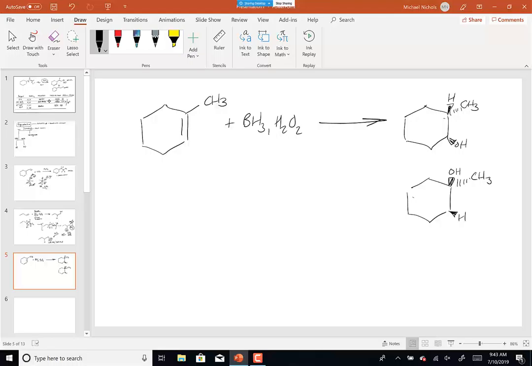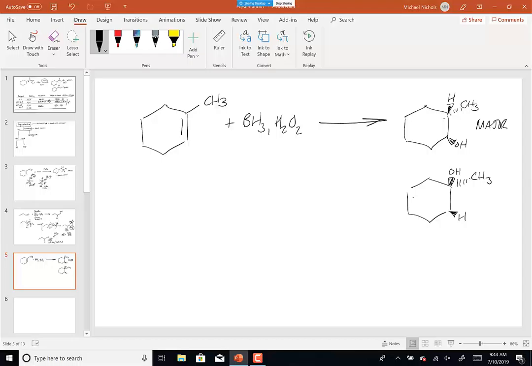Is there a major product? And that major product is what? Top or bottom? Top. Do we agree? Okay. So this is the major product. Will any of the other product form? No, but again, for regioselectivity, it doesn't matter if it's 51-49 or 100-0, it's all the same.